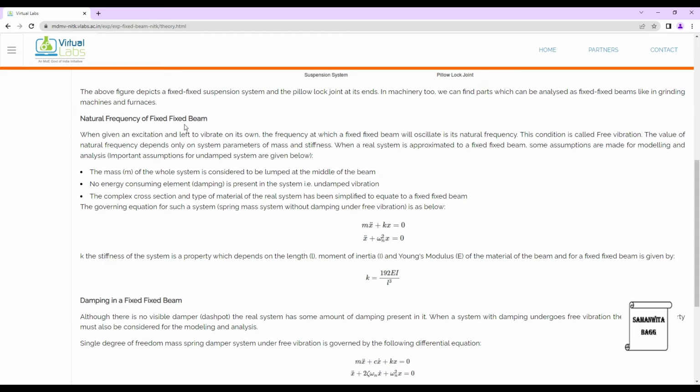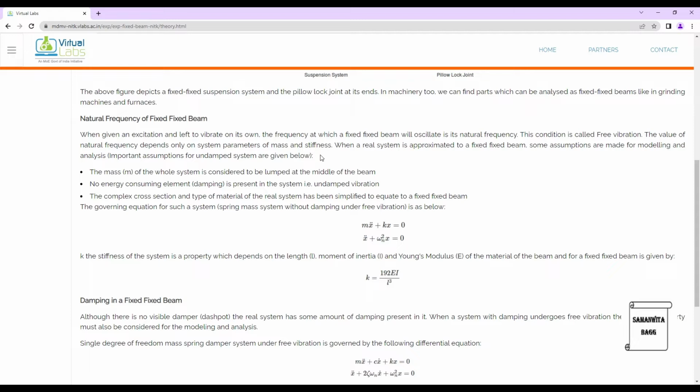Natural frequency of fixed beam. When given an excitation and left to vibrate on its own, the frequency at which a fixed beam will oscillate is its natural frequency. This condition is called free vibration. The value of natural frequency depends only on system parameters of mass and stiffness. In this case, there is no damping considered.